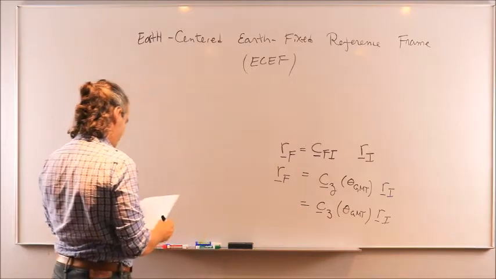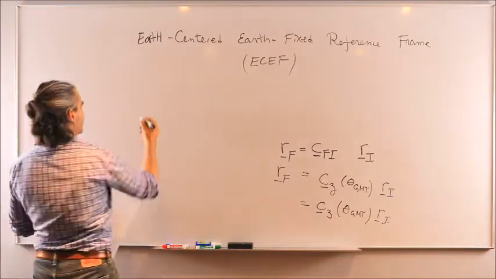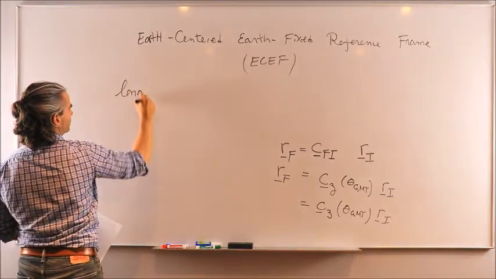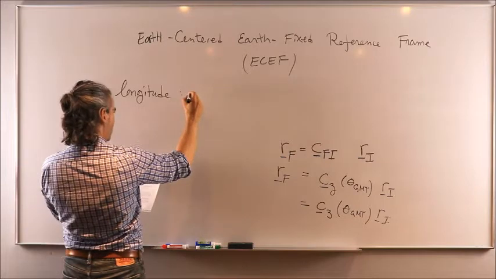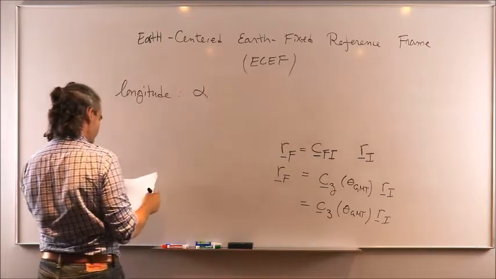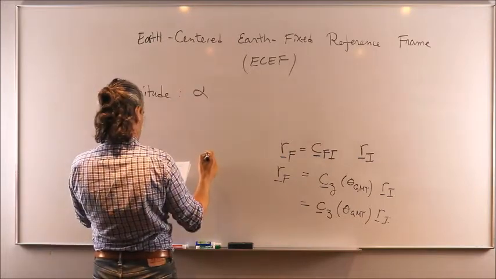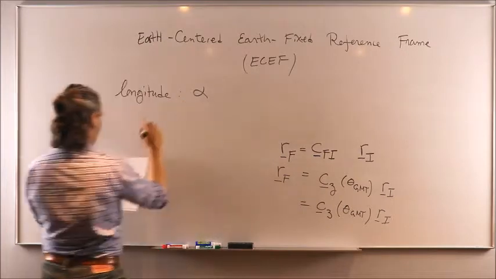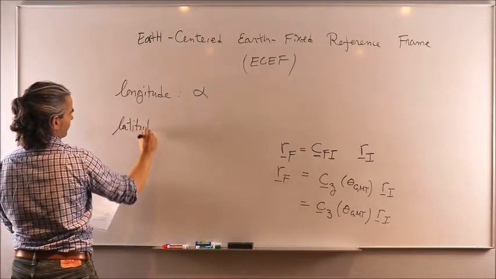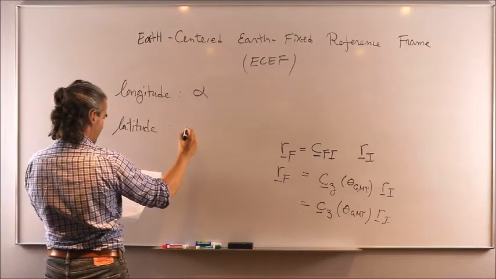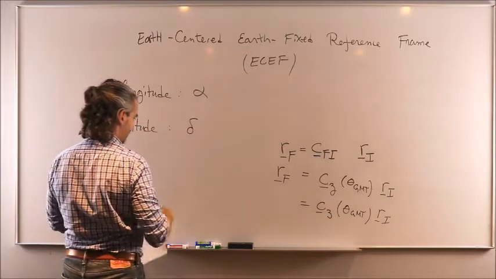So the longitude will be denoted by alpha, and the latitude will be denoted by delta, like that.